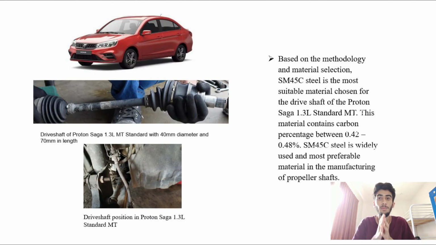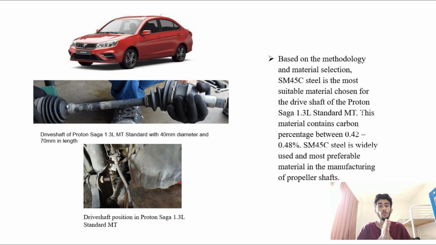Okay, based on the methodology and the material selection, SM45 steel is the most suitable material to be chosen for the driveshaft of the Proton Saga 1.3 litre standard MT. Why? This is because the material contains a carbon percentage between 0.42 to 0.48%. The steel is widely used and the most preferable material in manufacturing propeller shafts or drive shafts.